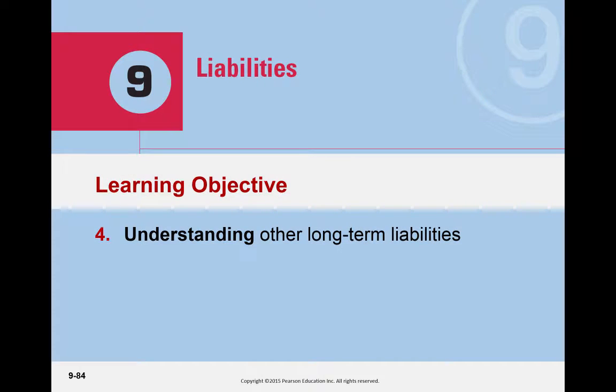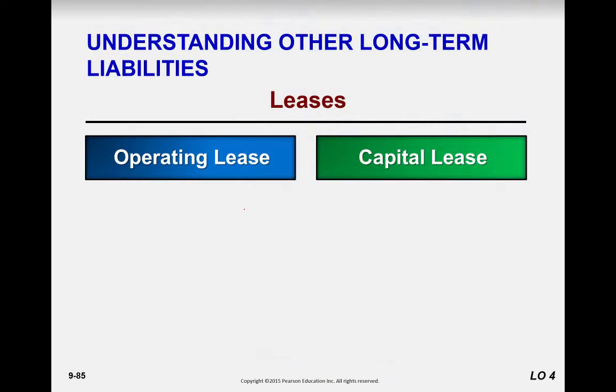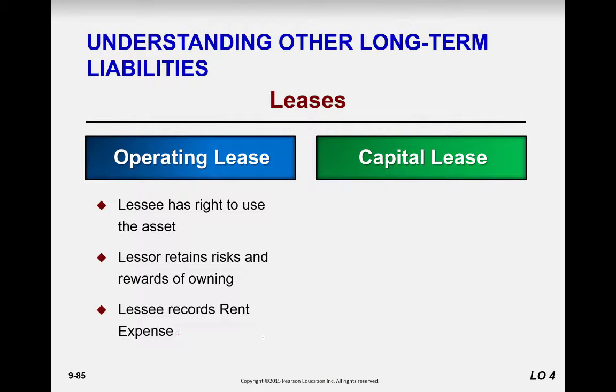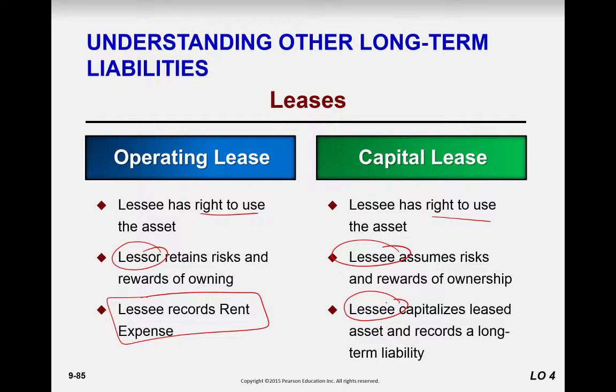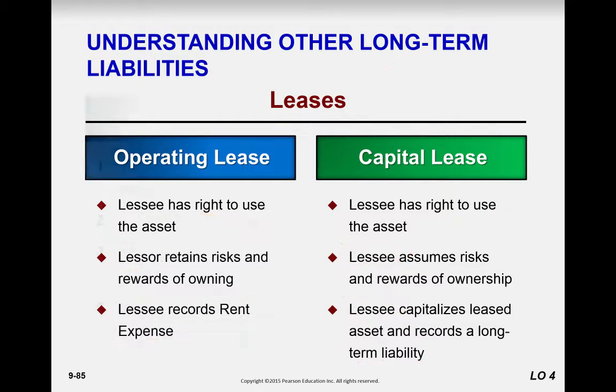Operating income comes from just your normal course of business, and then your denominator is interest expense. So additional long-term liabilities that we have are basically leases. You can have an operating and a capital lease. And basically both give you the right to use the asset, but here the lessor retains the risk, and what you as a lessee are doing is just recording rent expense. On the other hand, a capital lease is basically whoever is leasing the asset now has the risk and ownership, and then that person that's leasing it can record a leased asset, and then they have to record the long-term liability in this case.